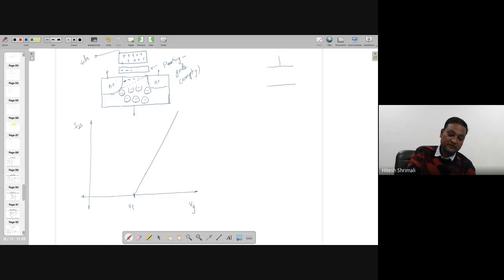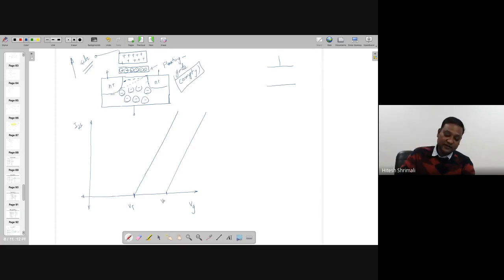the floating gate also has some sort of electrons, right? So in that case, what is going to happen? This gate requires more electrons to make this in a conducting mode, or you can say that threshold voltage will be higher in this case when the floating gate has some sort of electrons and it's not empty.